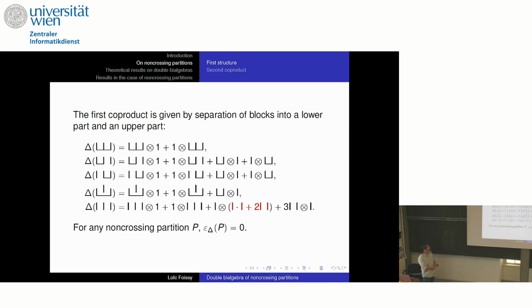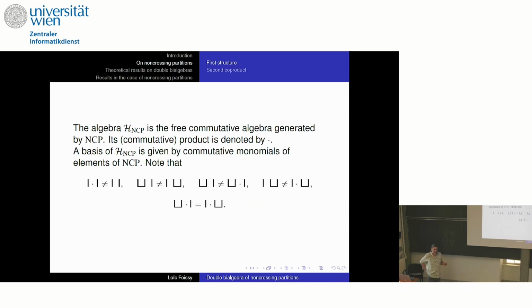So the first coproduct is something similar to the Connes-Kreimer coproduct. The first Connes-Kreimer coproduct, I separate the blocks into two parts, one on the right, one on the left. No, this is something else. So you have the unit, non-crossing partition, products of two non-crossing partitions of 3, 4, and so on. Formal product.